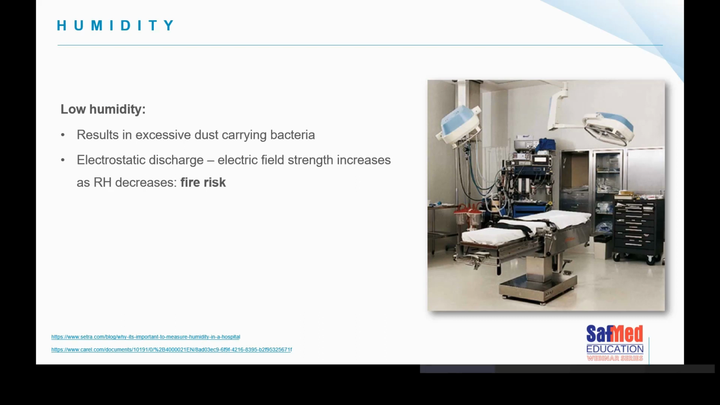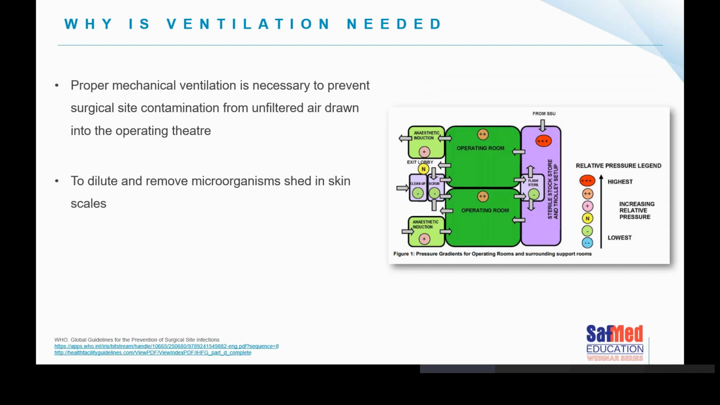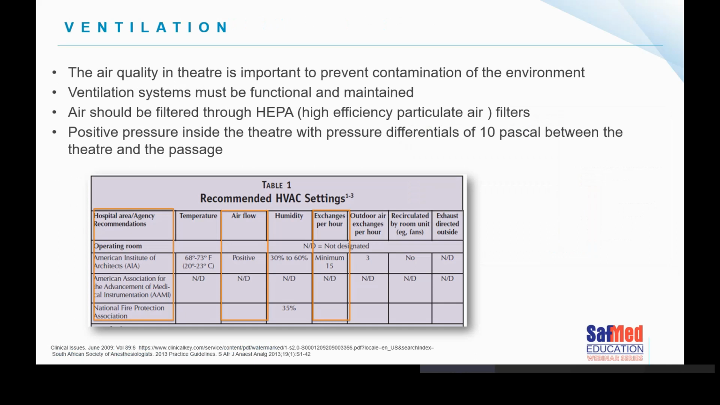If we look at ventilation, proper mechanical ventilation is necessary to prevent surgical site contamination from unfiltered air drawn into the operating theatre, to dilute and remove microorganisms shed in the skin scale. So first of all, we need ventilation to clean the air in the theatre and to dilute the air, and also to prevent contamination. So the air quality in theatre is important to prevent contamination of the environment. Ventilation systems must be functional and maintained.